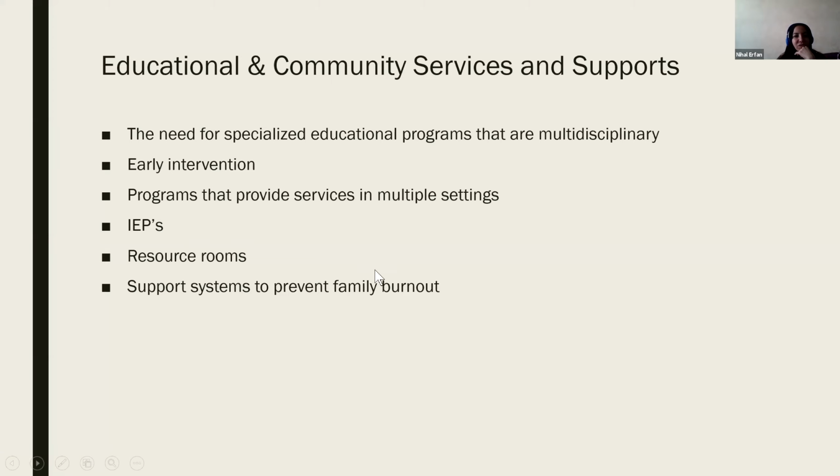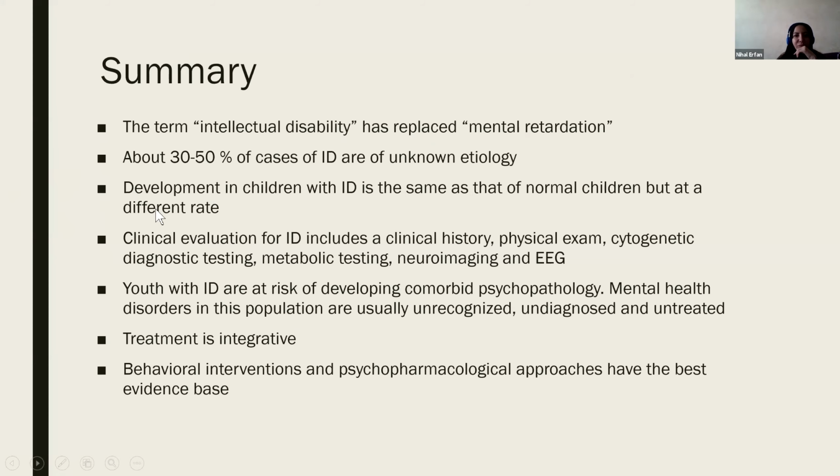But again, the take-home message is that there is no treatment. These kids will live with their disability, but we want to focus on their strengths to improve as much as we can. And the earlier you intervene, the better. So again, this is a summary. About 50% of these cases are of unknown etiology. Their development can be as normal as that of normal children. The clinical evaluation is really very comprehensive. Youth with intellectual disability are at very high risk for mental health problems. Treatment is integrative. And again, behavioral intervention and psychopharm have the best evidence base.